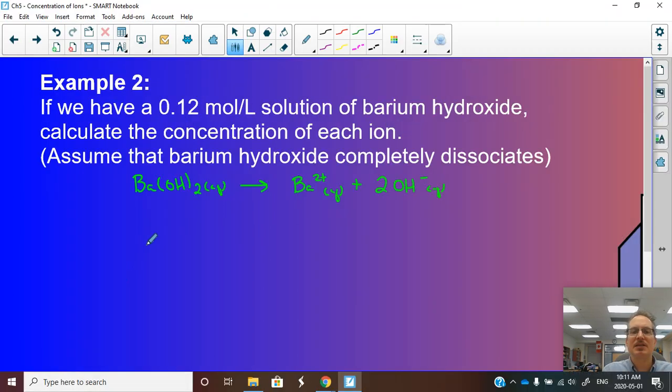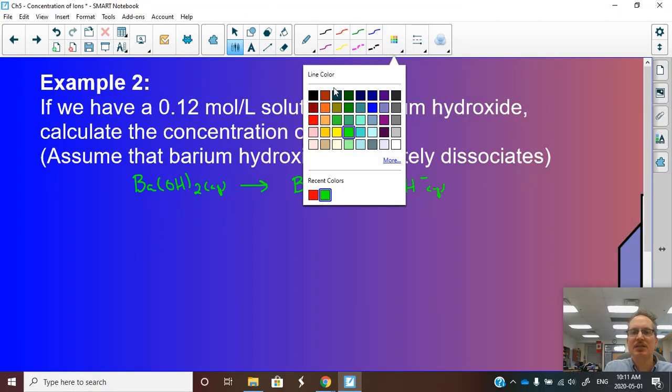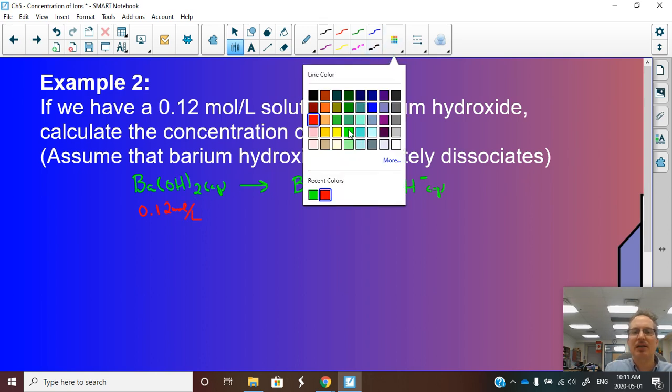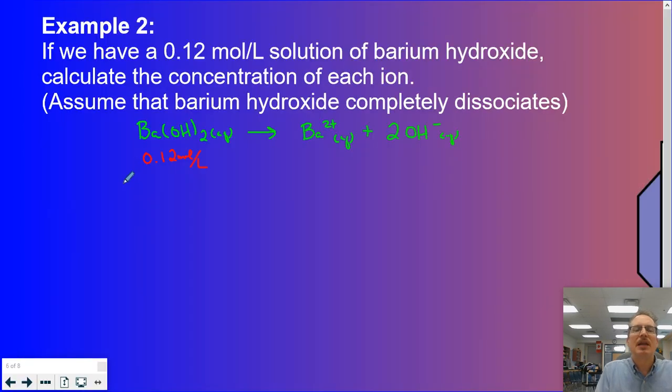What I'm going to do is what I did on the last question: I am going to change my pen color for a second and write down my concentration of 0.12 moles per liter. I tend to do this in my class, and this is a big deal for later on. So now that I know the concentration of barium hydroxide and I've written it underneath, I'm going to find the concentration of both ions.